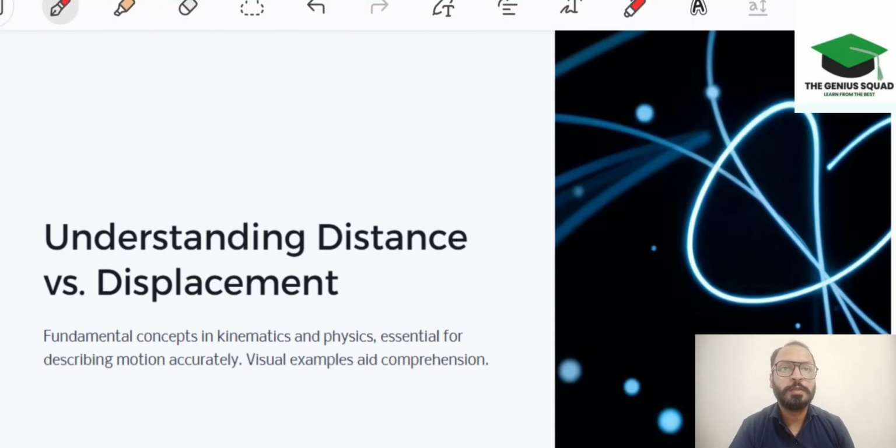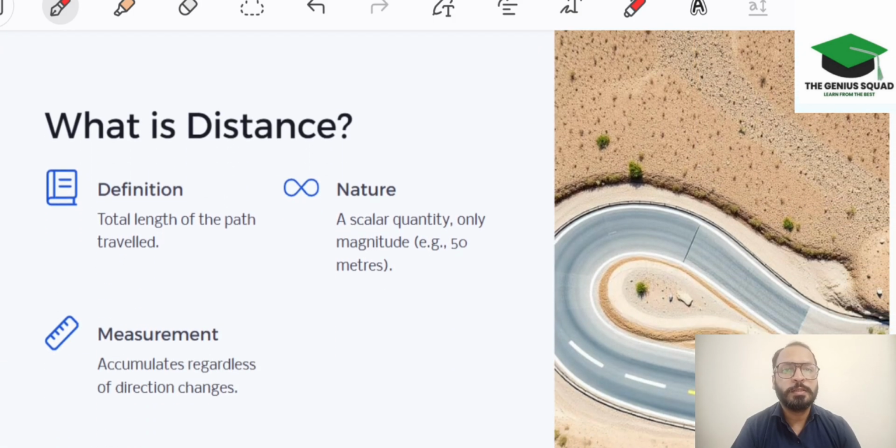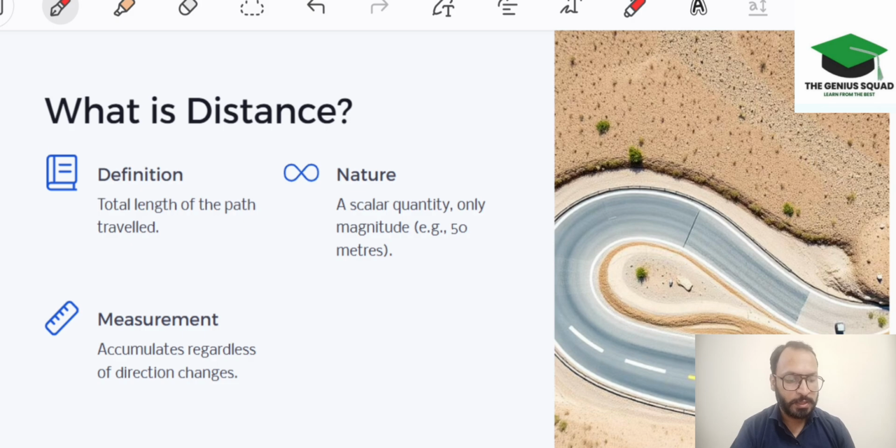Hello students. So today's topic is understanding distance and displacement. It is a very common topic, and we need to understand the difference between distance and displacement, because the further topics can only be explained or solved if you know the difference between distance and displacement. Okay, so let's start.